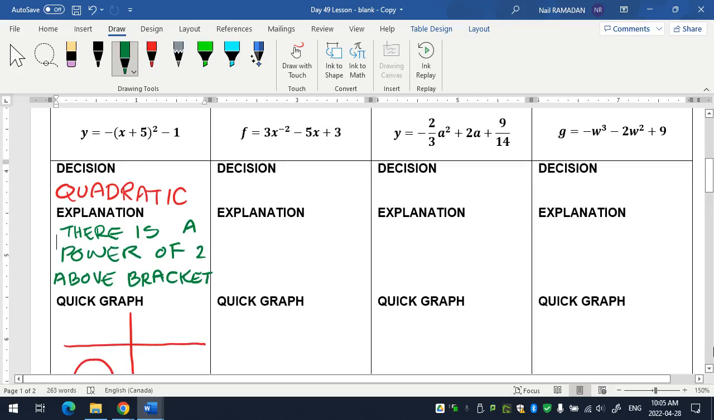Who would like to feel this one? Come on. Ragad, why don't you go for it? Ragad, what do you think? Everyone, Ragad's going to tell us what she thinks about the second equation, or the second expression, or the second function. Ragad, do you think it's a quadratic or not?